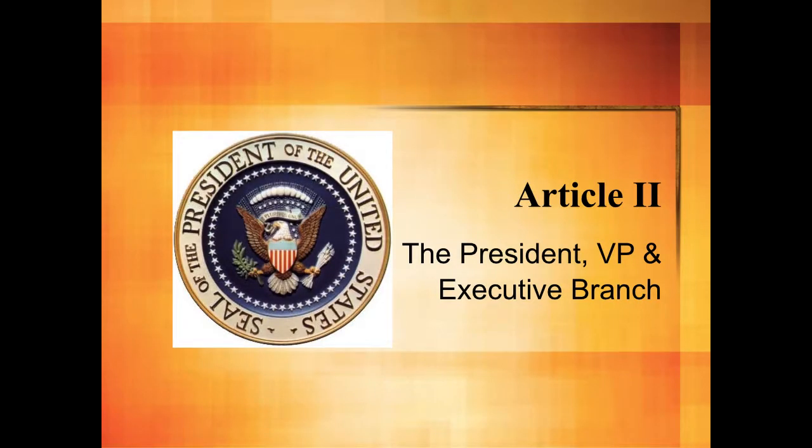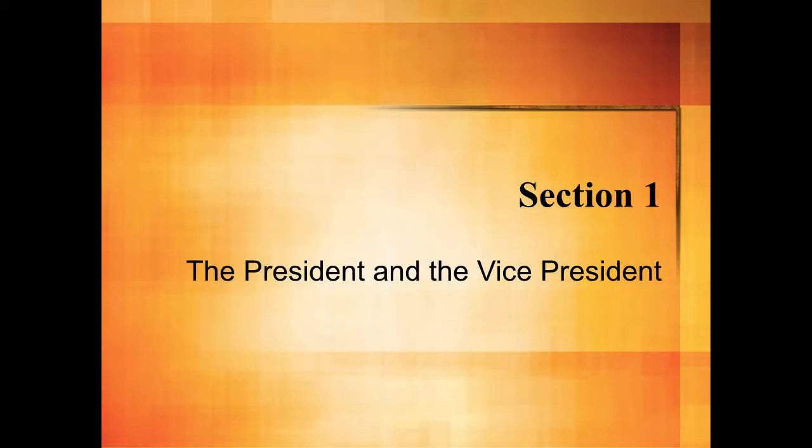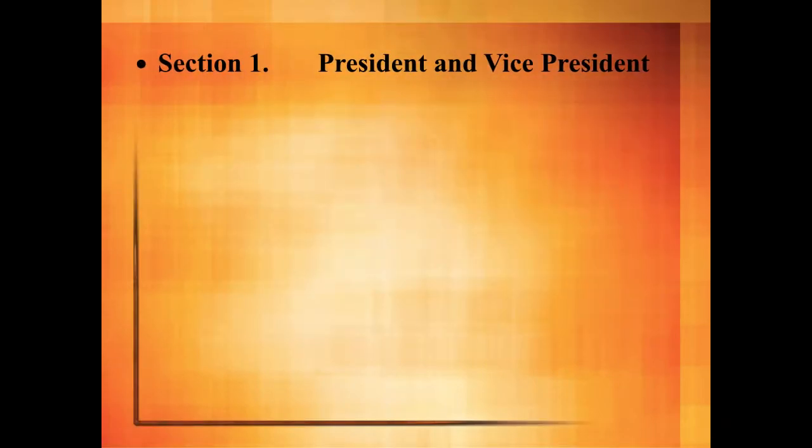All right, hey guys, so we are talking about Article 2 and the second branch of the U.S. federal government, the President, the VP, and the executive branch. So really quick, the first section of the Constitution deals with the roles of the President and the Vice President. So let's take a look at that.